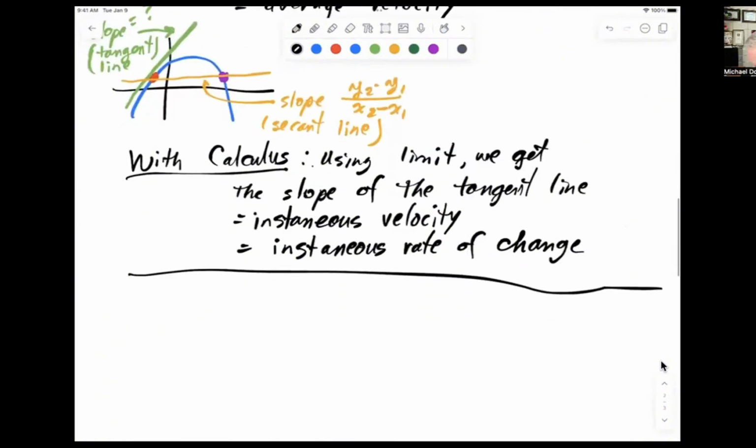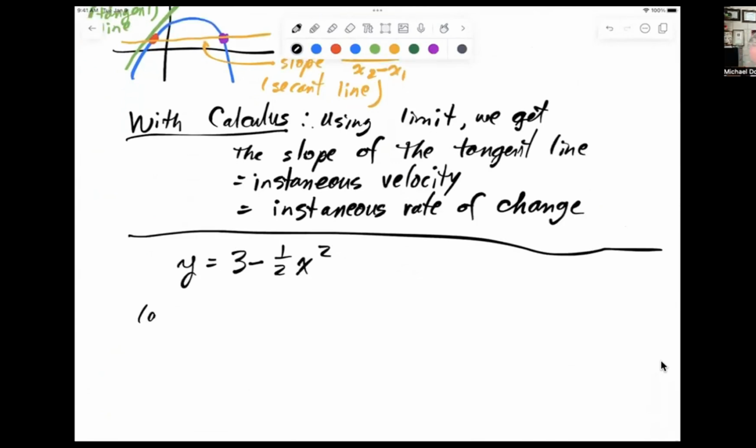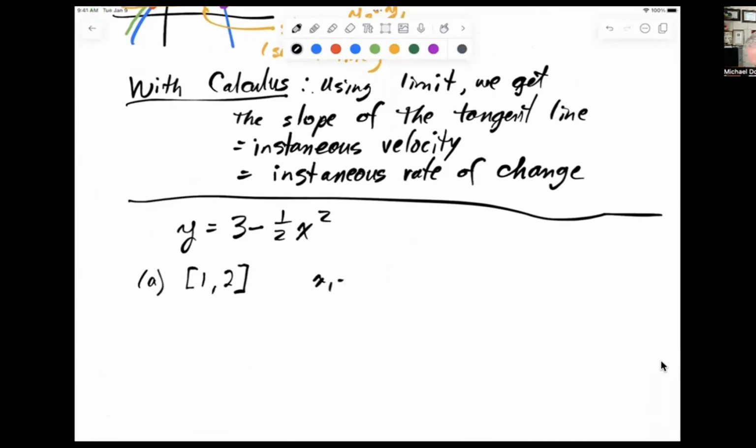So again, my function here is y equals 3 minus 1/2 x squared. And I'm going to do the interval 1 to 2. So that means x1 is 1. And then I have to figure out what y1 is. So y1 equals 3 minus 1/2, and I put in what x1 is, which is 1. And I end up with 2.5. So I have the point 1 comma 2.5.